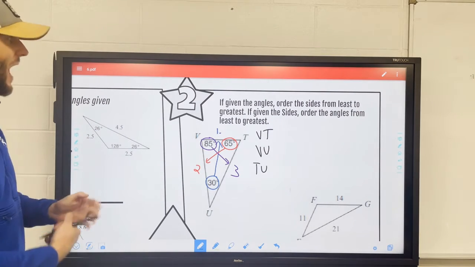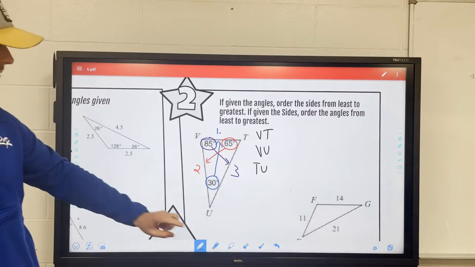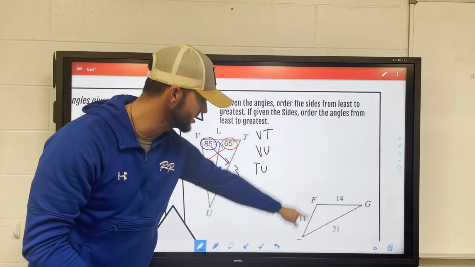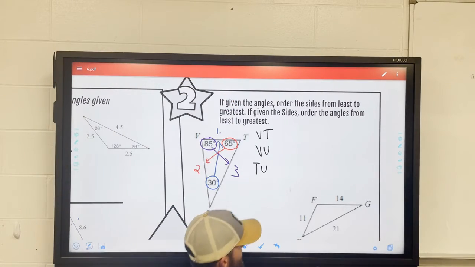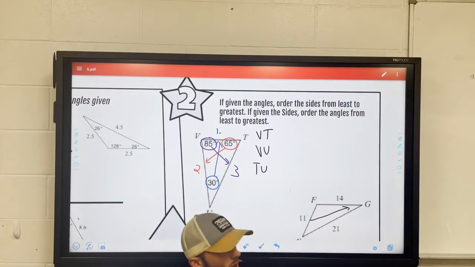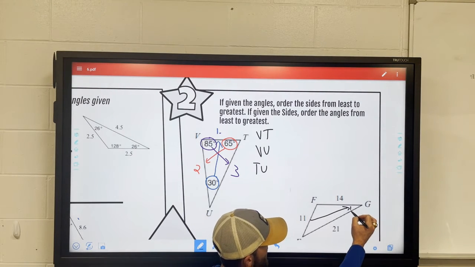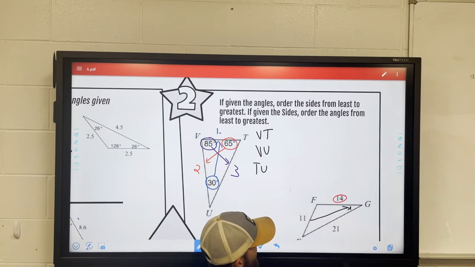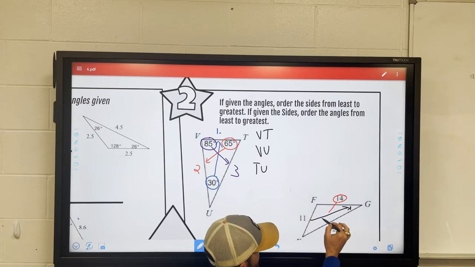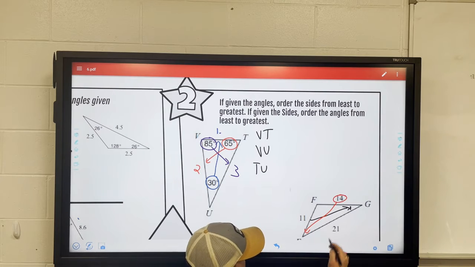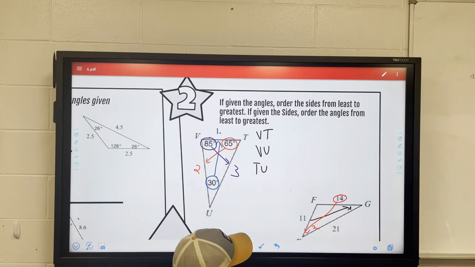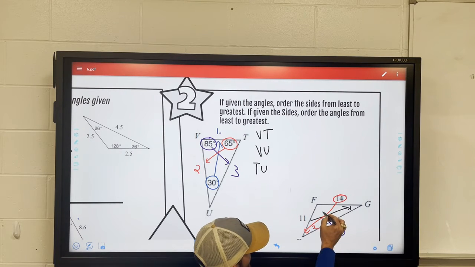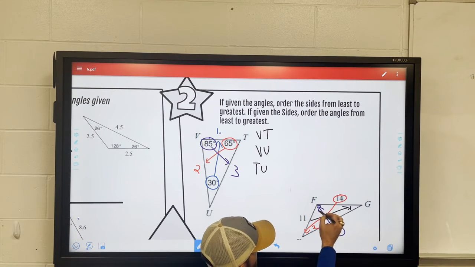Right now, I need to go from least to greatest. F to H here, or F to whatever that is, is going to be your smallest side. So I know opposite of that side is going to be the smallest angle. So this is going to be the smallest angle, 1 right there. My next biggest side is going to be 14. Opposite of 14 is this angle down here, and so that's going to be number 2. Then my biggest side is going to be 21 here, and opposite of that is going to be F here, so that's going to be my 3rd.